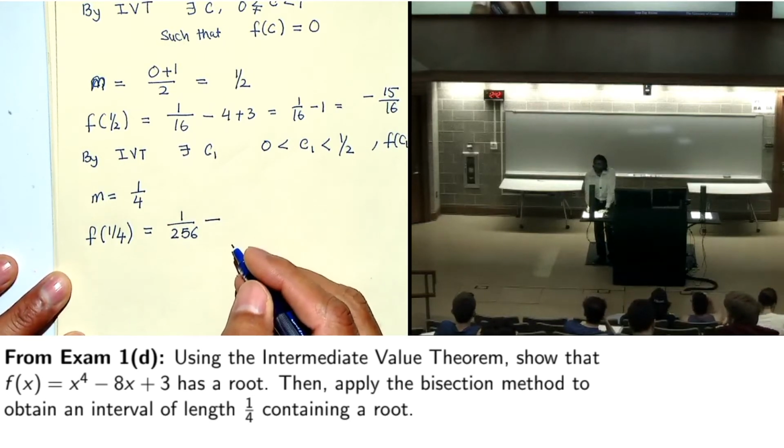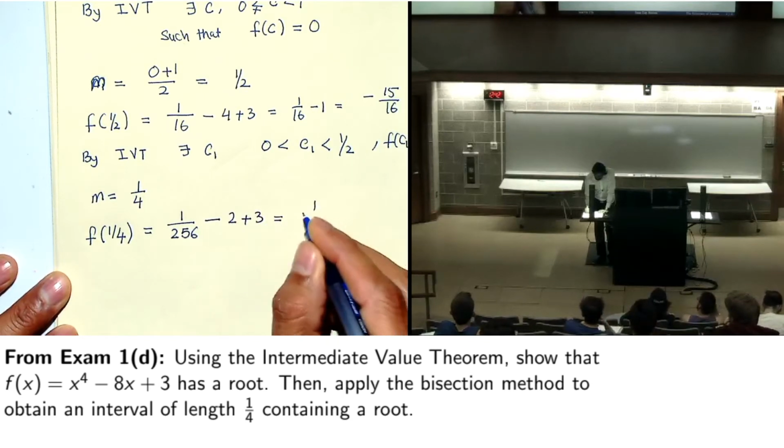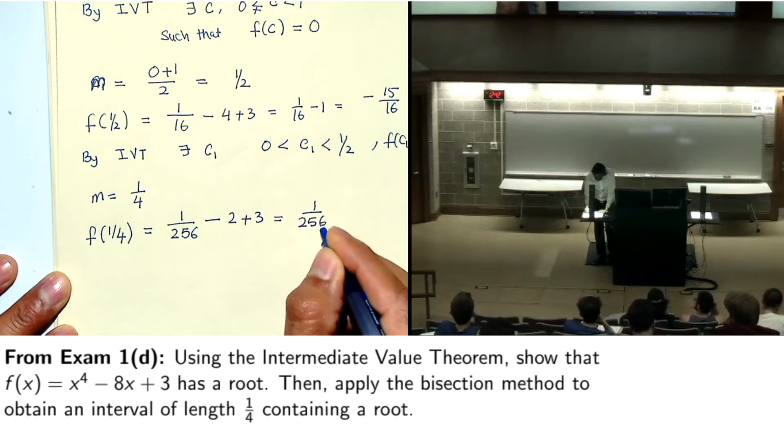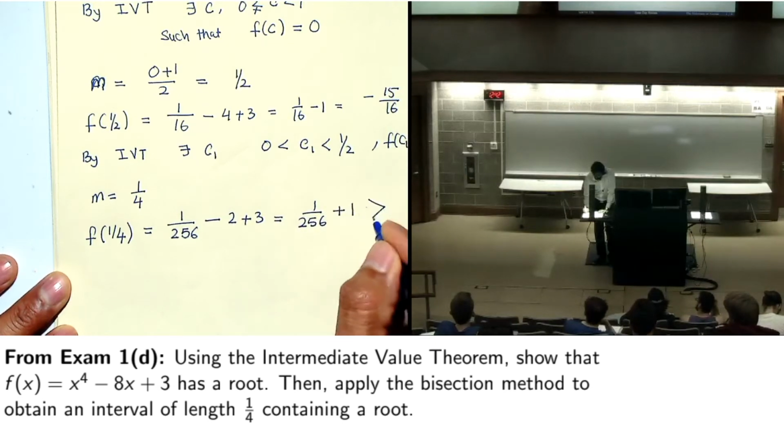What is 4 divided by 2 plus 3? So this is 256 plus 1. That is definitely a positive number.